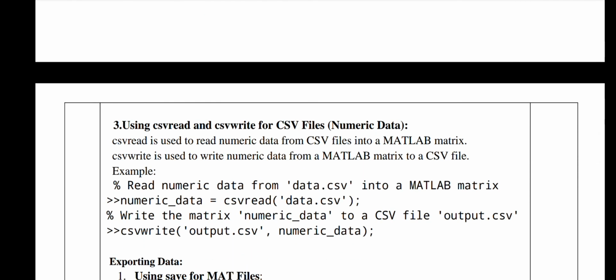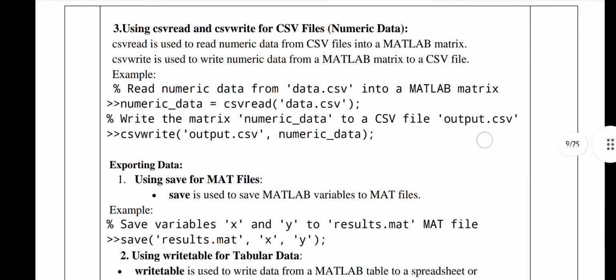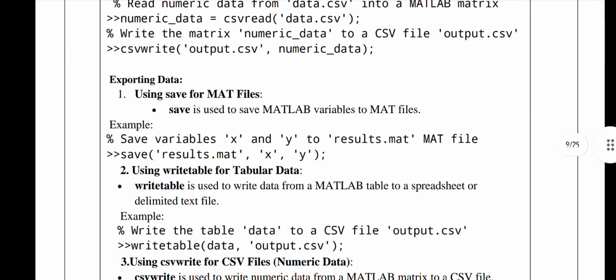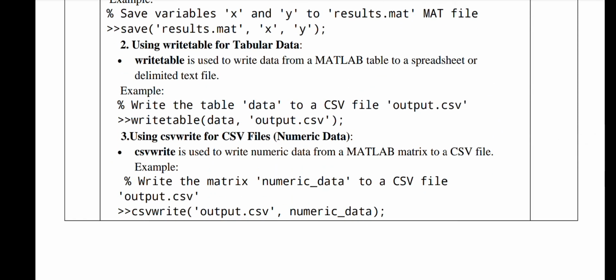Using csvread and csvwrite for CSV files, for numeric data and exporting data. Using the save function for MAT files. The second one is using writetable for tabular data and using csvwrite for CSV files.